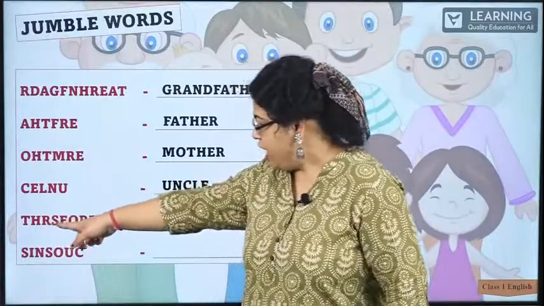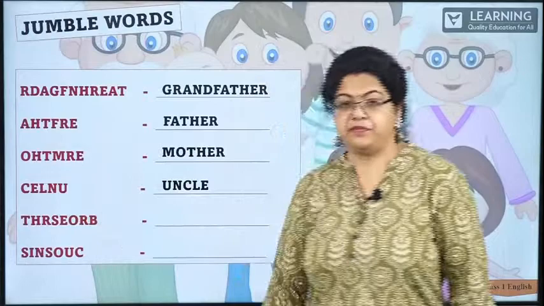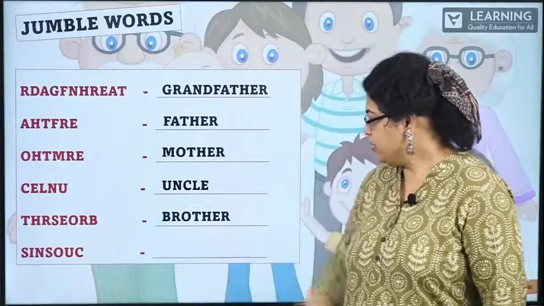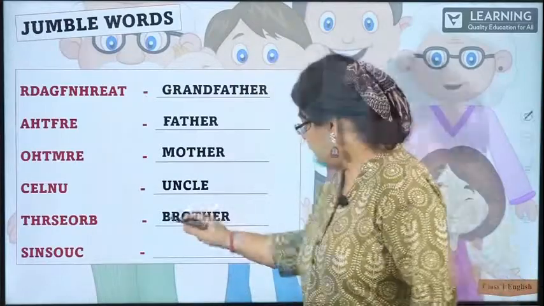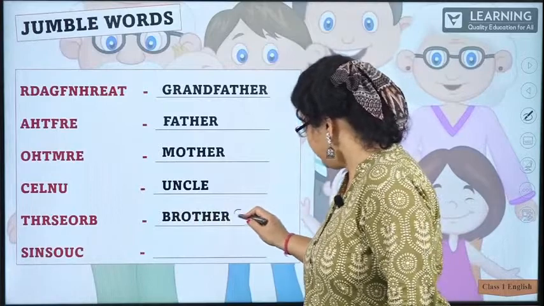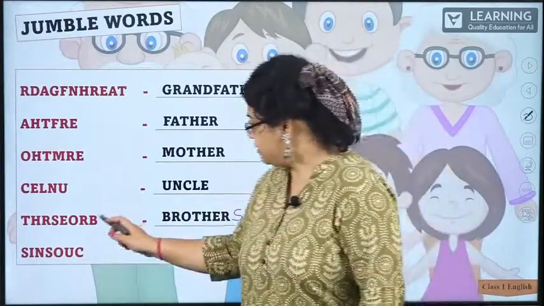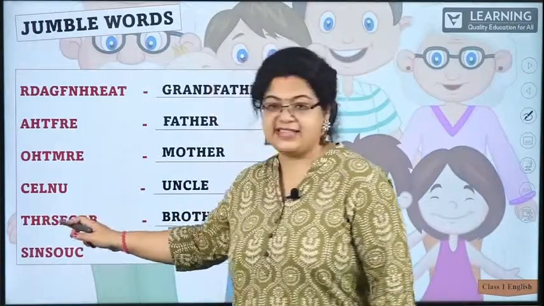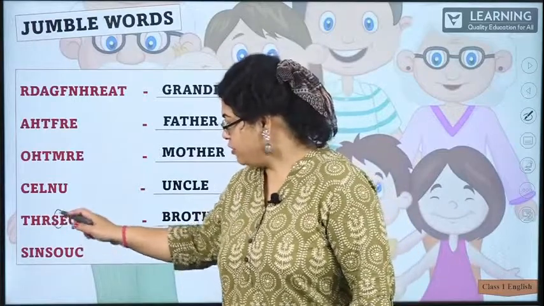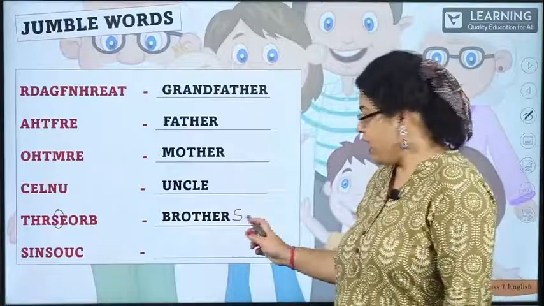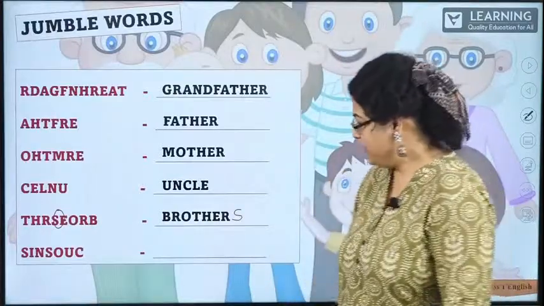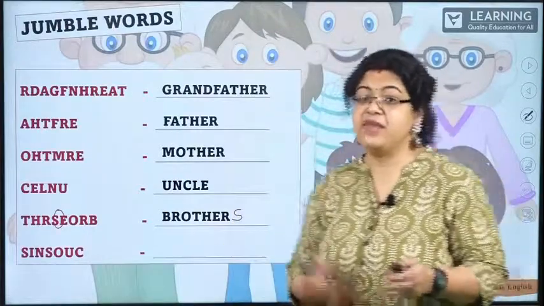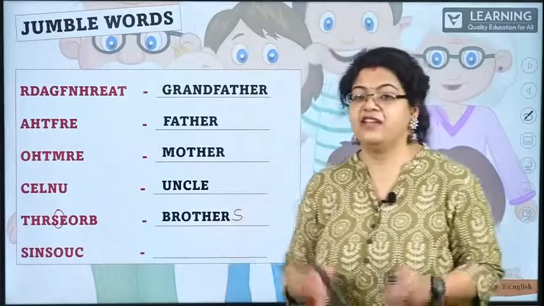Then, T, H, R, S, E, O, R, B. Brothers, brother. I missed S over here. Brothers. So you see, I missed out the letter S, so I wrote S over here. Yeah, the teacher can also make mistakes, right? But the mistakes can't be repeated. They have to be rectified then and there.